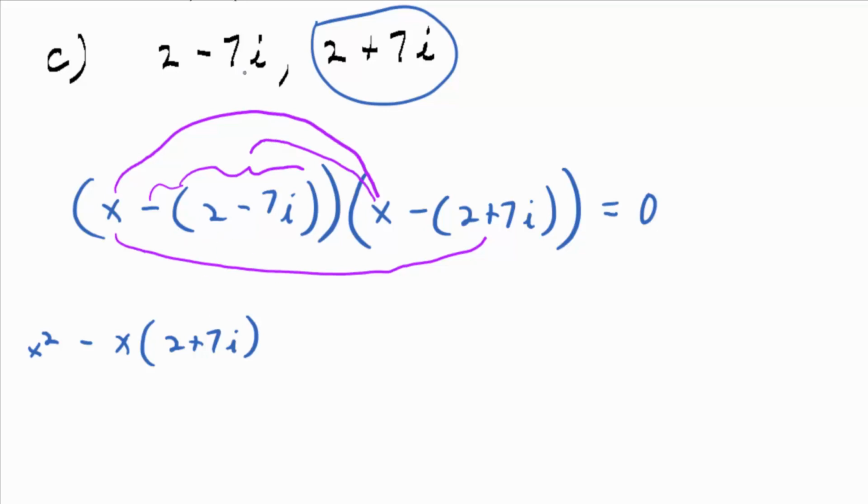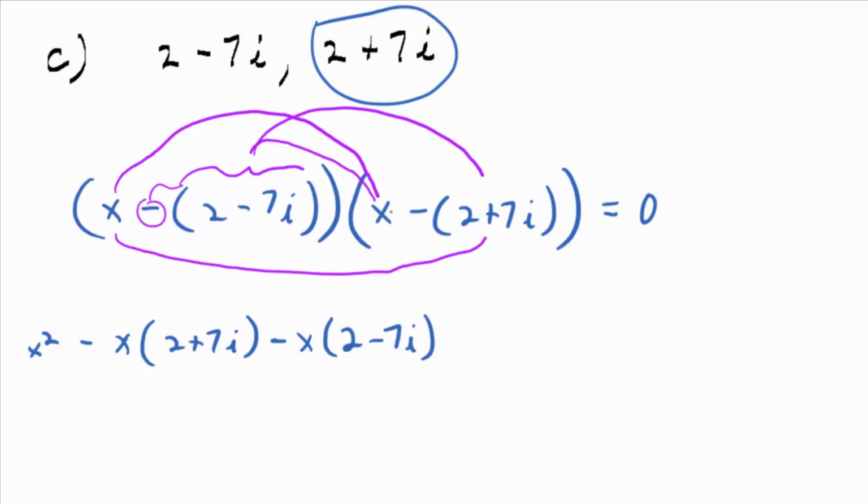And you get minus x times 2 minus 7i for the inner multiplication. This is the FOIL method, guys, because I'm thinking of those quantities as single numbers. 2 minus 7i is a single number, and 2 plus 7i is a single number in that factorization. And then the last multiplication, I'm going to take the minus 2 minus 7i and distribute it over the minus 2 plus 7i.